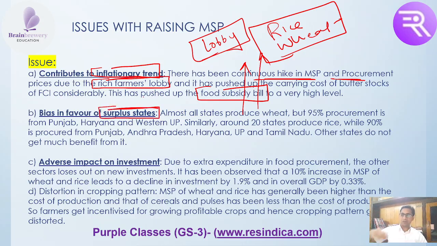Those states like northwestern Uttar Pradesh, Punjab, Haryana, a good part of Rajasthan, and Andhra Pradesh, Karnataka, and Tamil Nadu.